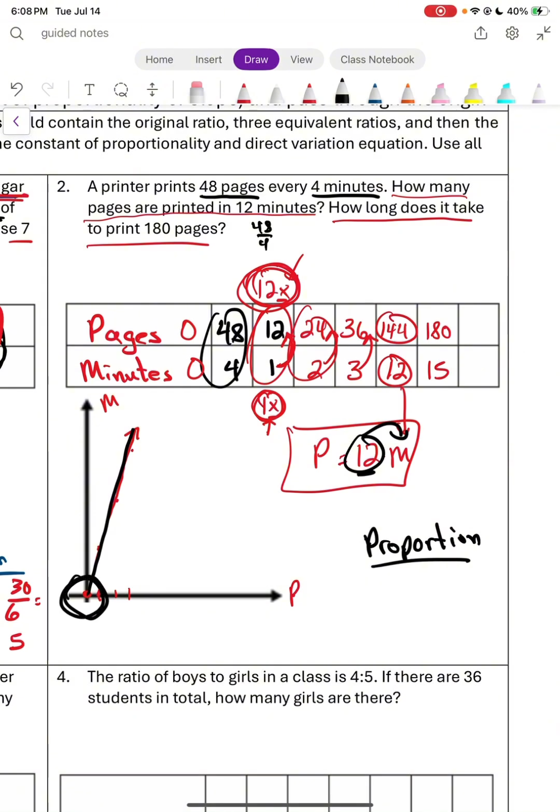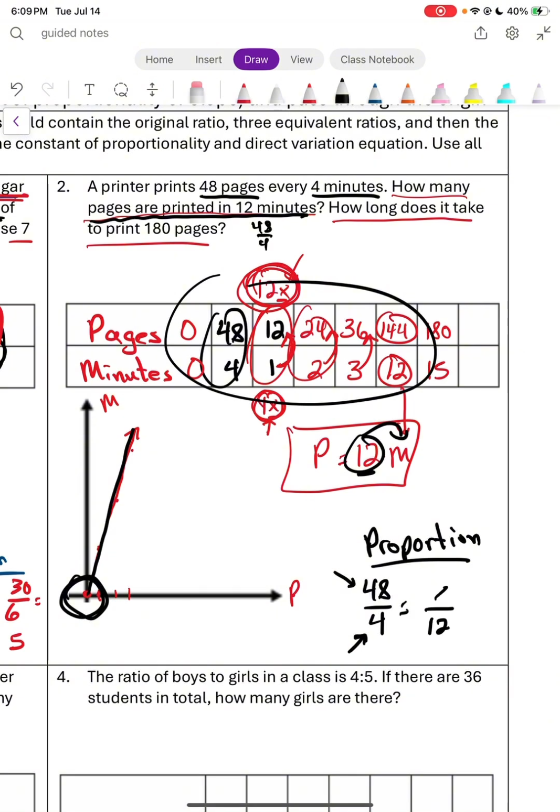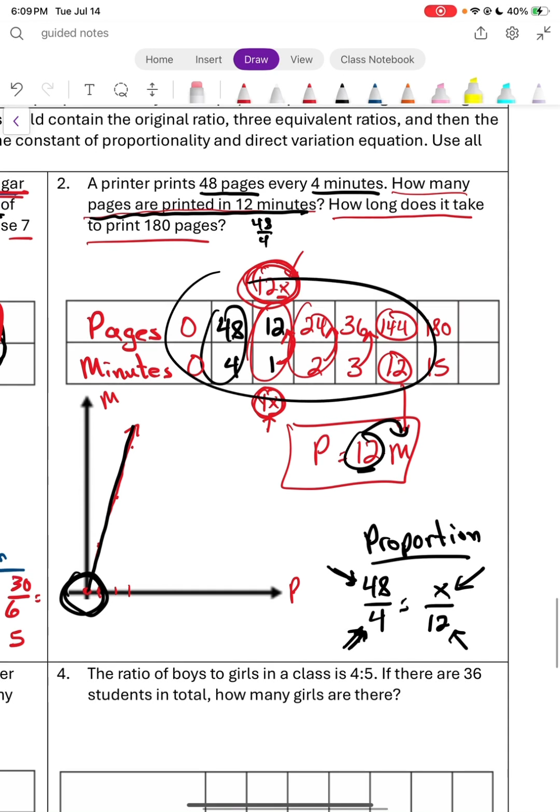So let's try to use a proportion here. 48 pages takes 4 minutes. That's a ratio. You can use any of these ratios. They're all the same. Now this is important: pages on top, minutes on bottom. If 48 pages take 4 minutes, how many pages are printed in 12 minutes? Since minutes was on bottom, I'm going to put minutes on bottom over here. 48 pages, 4 minutes. How many pages? 12 minutes. To solve a proportion, you multiply the two numbers that are diagonal. So we're going to do 48 times 12, and divide that answer by 4. When you do that, you'll get an x value of 144, which is the exact same answer that we got up here.